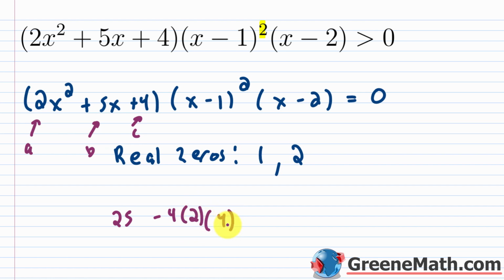And c would be 4. So 4 times 2 is 8. 8 times 4 is 32. So what is 25 minus 32? That is going to be negative 7.